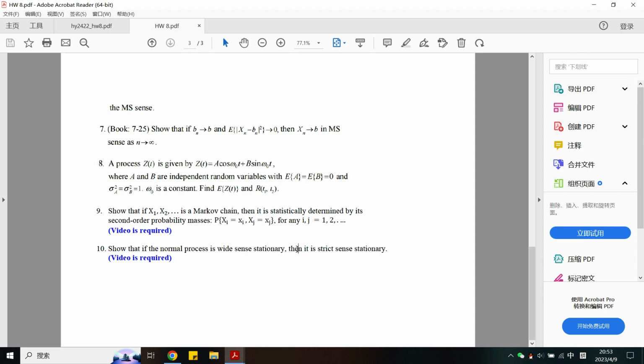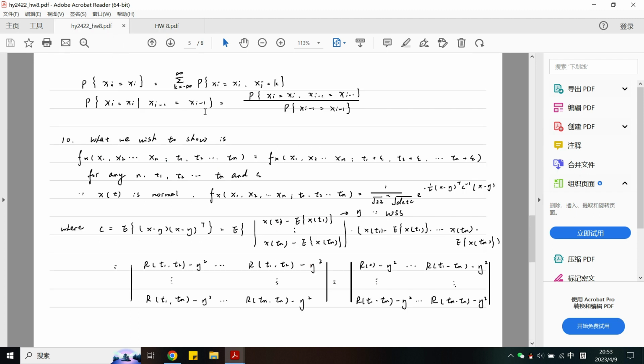Question: we need to show that if the normal process is WSS, then it is SSS. So from this question, what we wish to show is that f_X(x1, x2, ..., xn; t1, t2, ..., tn) equals f_X(x1, x2, ..., xn; t1 + c, t2 + c, ..., tn + c) for any n, t1, t2, ..., tn, and c.